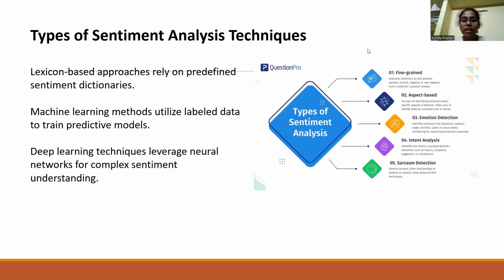In intent analysis, it identifies the intent or purpose behind a statement, such as inquiry, complaint, suggestion, or compliment. This is known as intent analysis. And when it comes to sarcasm detection, it detects sarcasm, which is often misclassified as positive or neutral, using advanced NLP techniques. These are the five types of sentiment analysis.